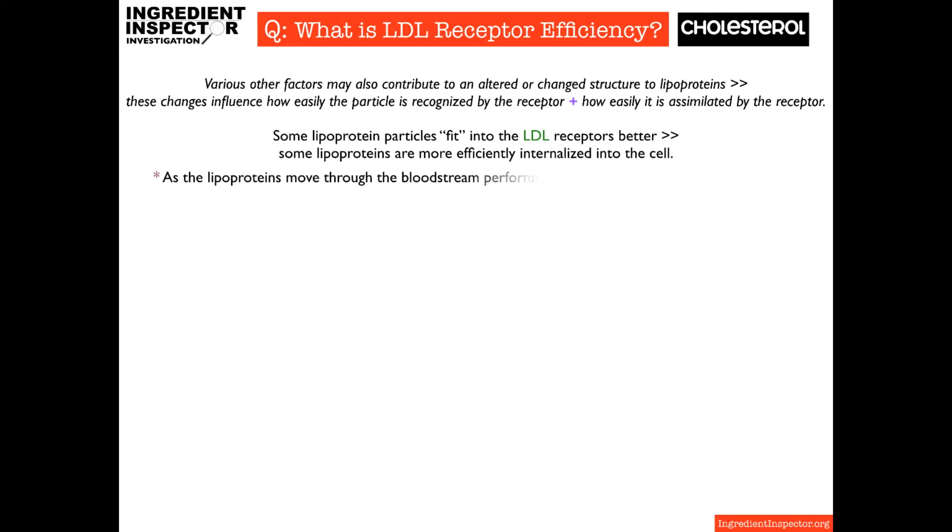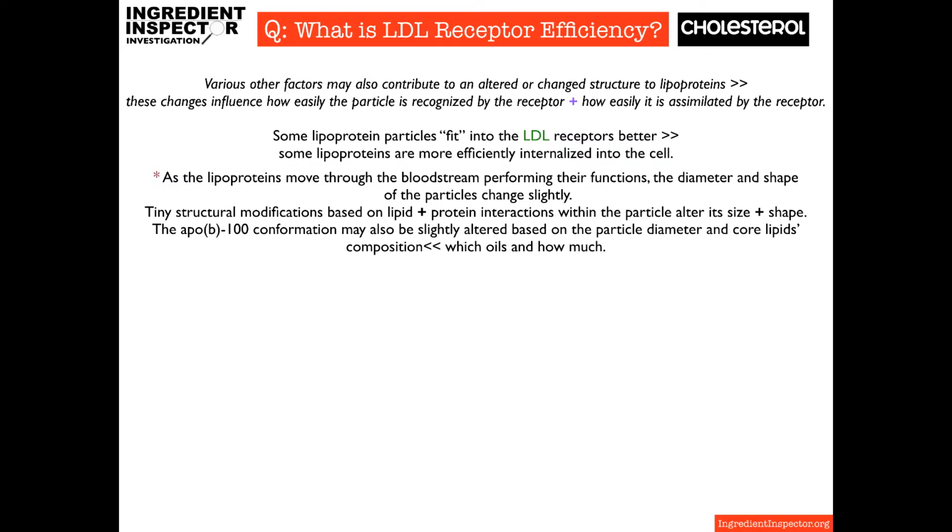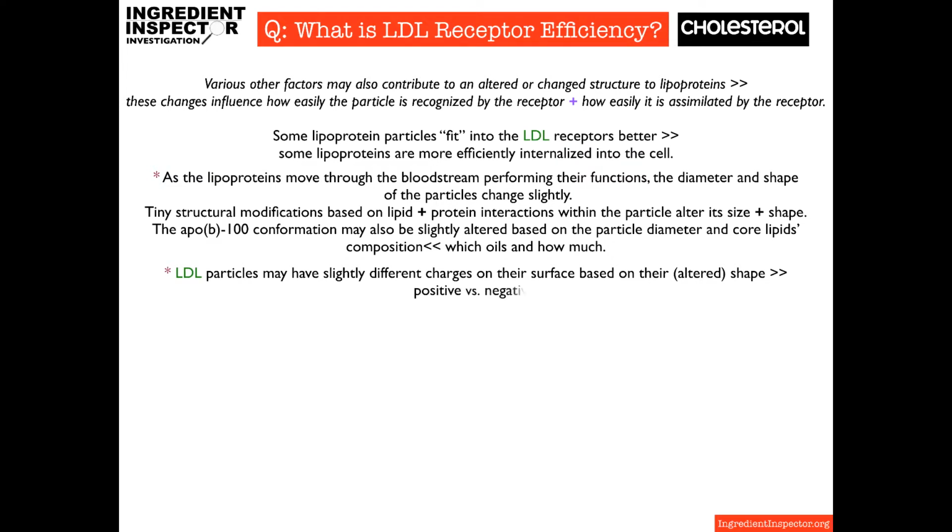As the lipoproteins move through the bloodstream performing their functions, the diameter and shape of the particles change slightly. Tiny structural modifications based on lipid and protein interactions within the particle alter its size and shape. The ApoB100 conformation may also be slightly altered based on how the particle diameter and core lipid composition change. LDL particles may have slightly different charges on their surface based on their altered shape, positive versus negative. So a higher negative charge on the particle's surface reduces the affinity by receptors.